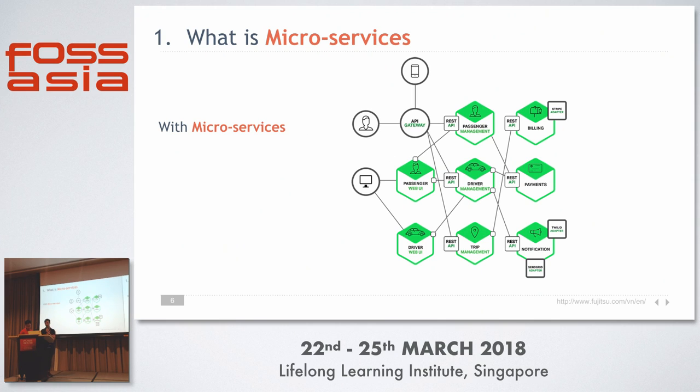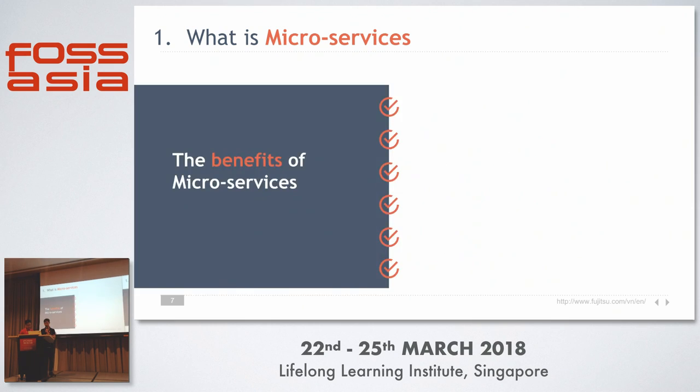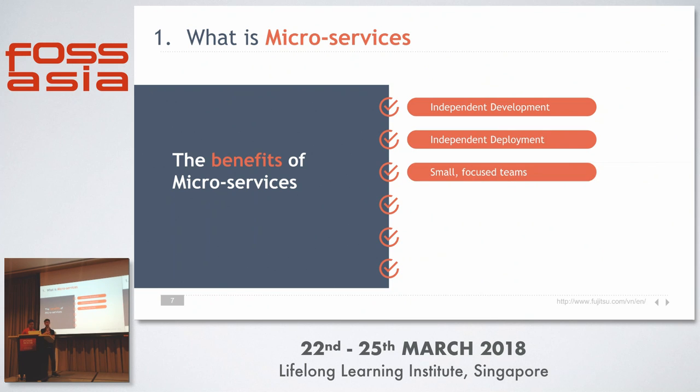However, with microservices architecture, instead of building a single service, we split it into many services, and each service takes care of a specific function. With microservices architecture, we can get some benefits like independent development. One single team can focus on developing, testing, and deploying each microservice. Independent development means that each team can deploy each service with a small focused team. Each team takes care of a smaller code base. That means it's easy to get started when we have a new employee joining the service.